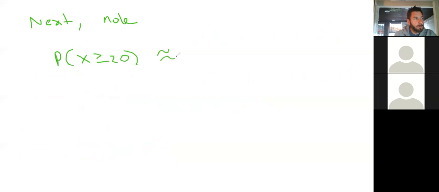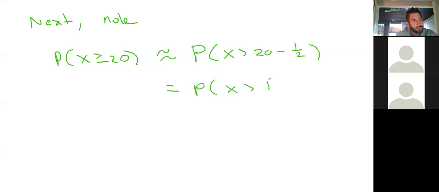The next thing we wanted to compute, which we've actually already done, we just have to interpret it correctly, is the probability that x is greater than or equal to 20. So the probability that x is greater than or equal to 20 is approximately the normal probability that x is greater than 20 minus a half, which in this case is the probability that x is greater than 19.5.